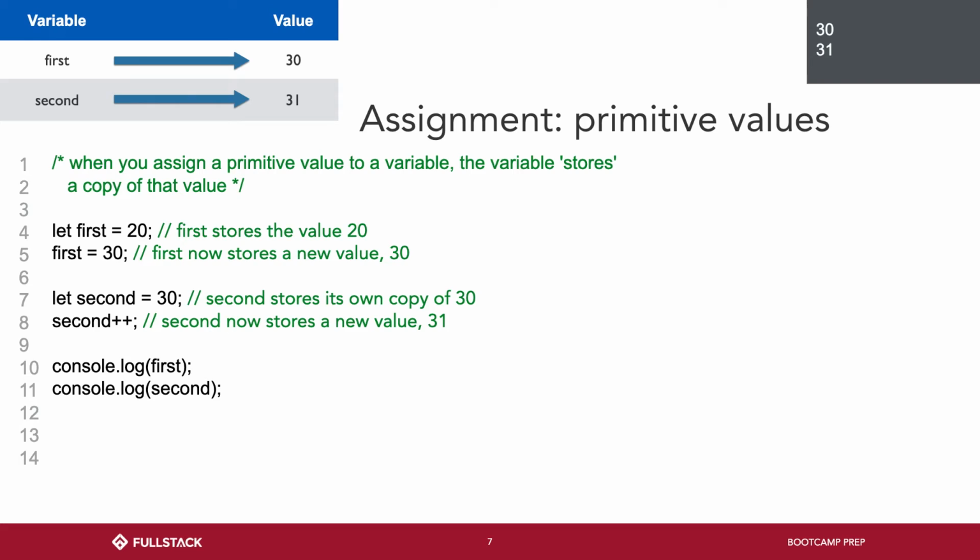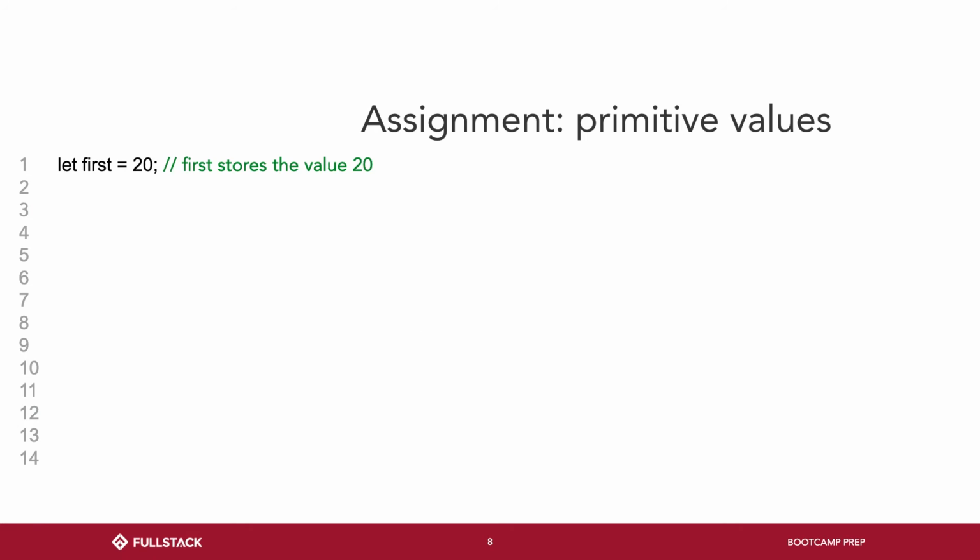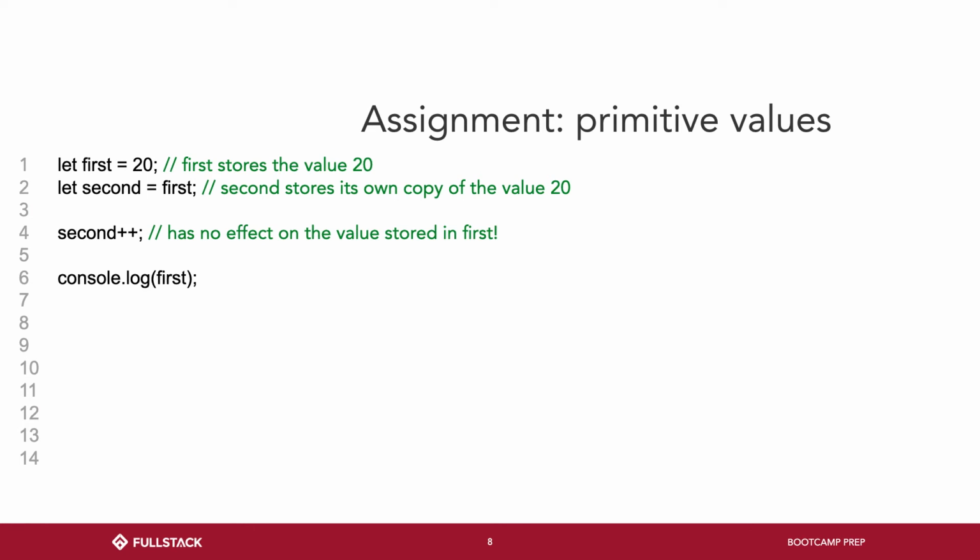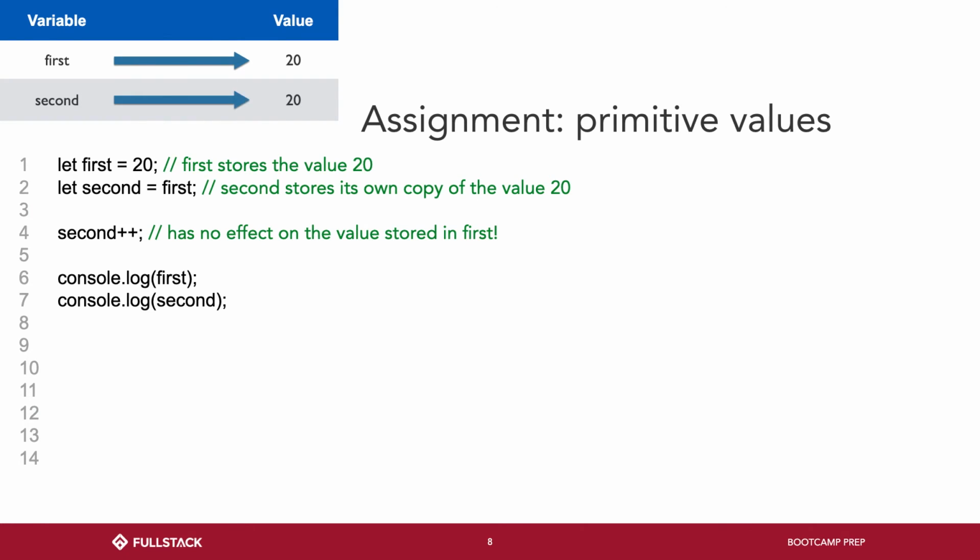This makes sense, right? We're copying values. When we increment second here, first is not affected, right? Simplified version. Let first equal 20, second equal first, second plus plus. First is still 20, but second changes, okay?